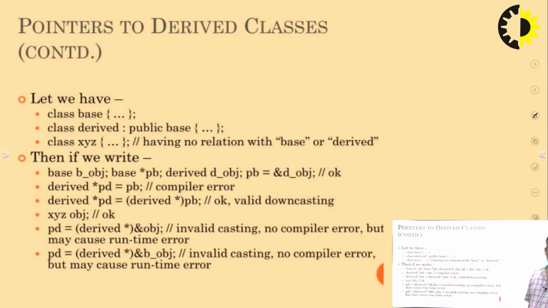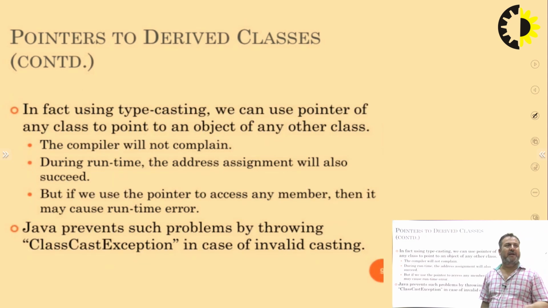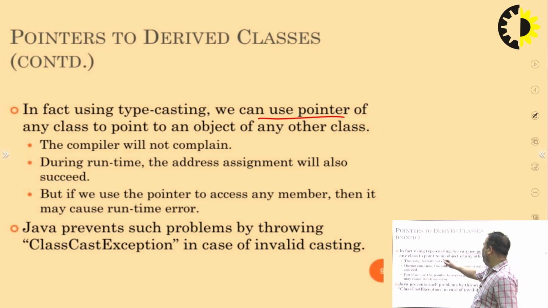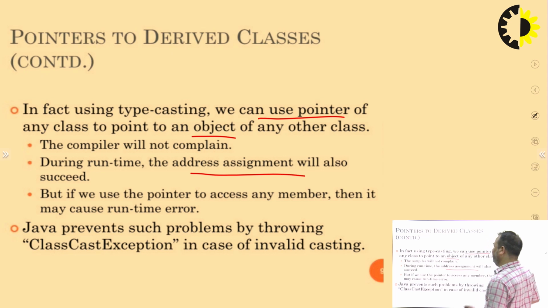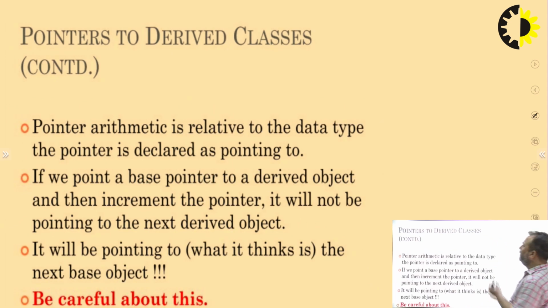So, pointer to derived class: here, like we have a pointer to base class, we could have a pointer to derived class, and by typecast we could do downcasting even, right? In fact, using typecasting we can use a pointer of any class to point to an object of any other class. By making the typecast we could do this, and the compiler will not complain. During runtime the address assignment will also succeed.